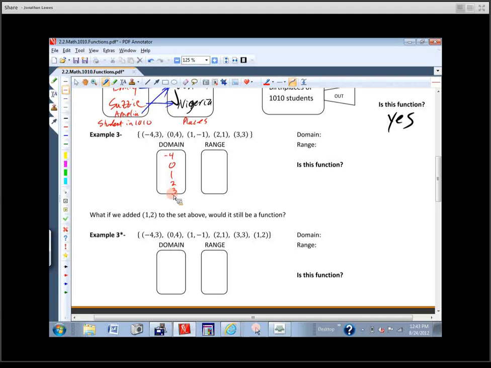Okay, now let's look at the range. The range is 3 from this guy right here, 4 from this one right here, -1, 1, and 3 again. Now, do I need to write another 3? I don't, okay? Okay, now let's do this. We can call this a map. We can map one to the other. Let's draw these lines here.